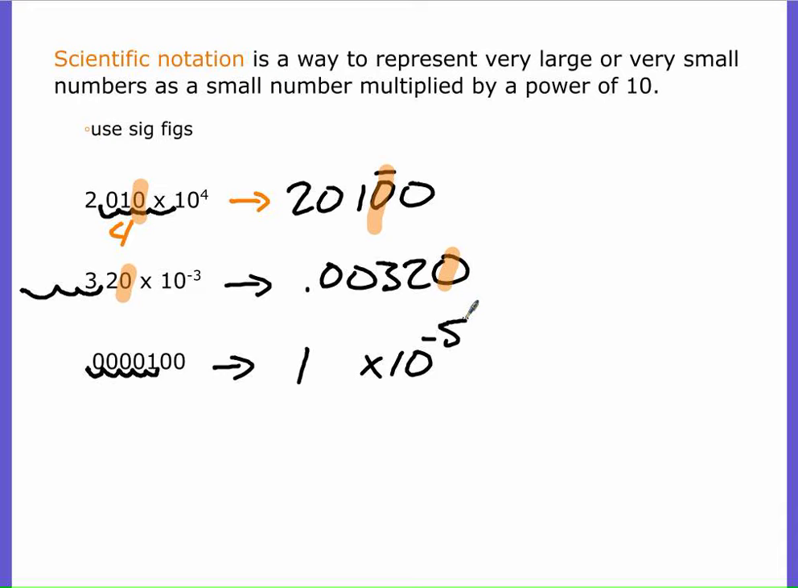But again, I have to keep precision. My original number had these trailing zeros. It had those trailing zeros that were significant. I originally had 3 sig figs, so my number in scientific notation should also have 3 sig figs. So make sure that you keep those zeros. All digits in any given number in scientific notation are always significant. So don't lose precision when you're changing to and from.